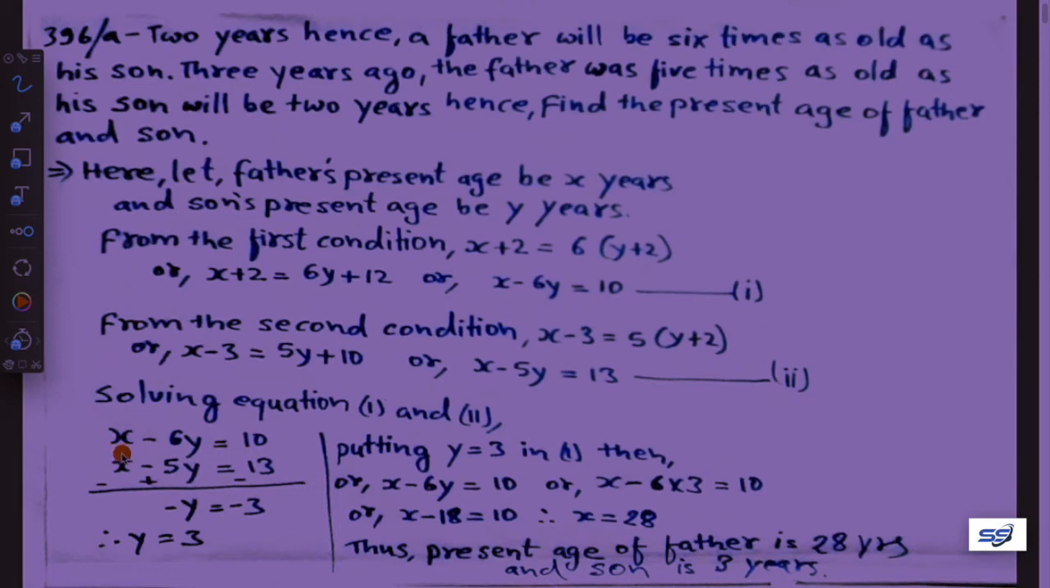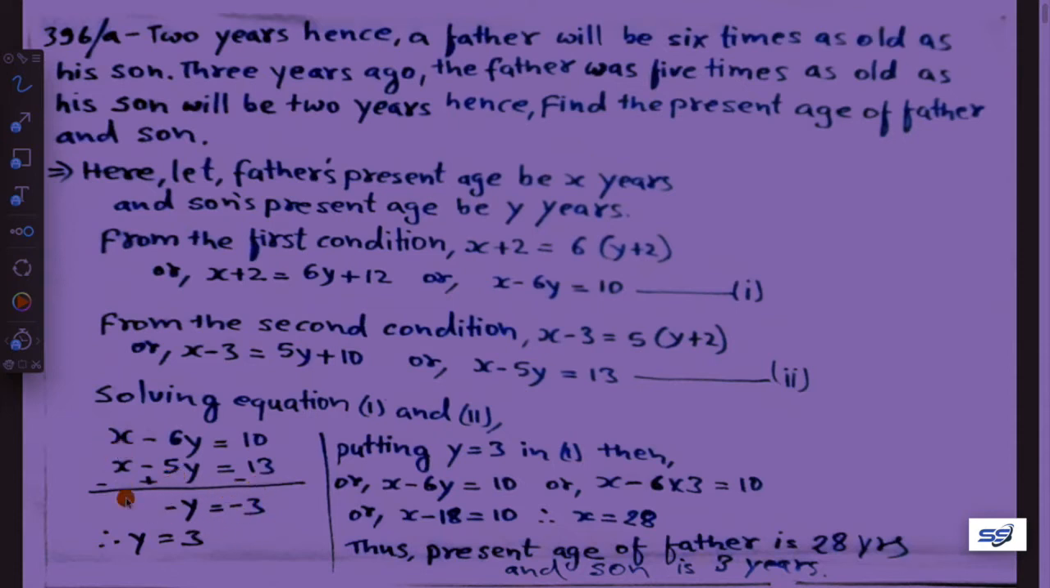Here see, the first equation is x - 6y = 10, and the next equation is x - 5y = 13. From these two equations, we can solve here. For x, the sign of the lower equation should be changed: plus should be changed into minus, and minus into plus. As the sign of x has been changed to minus, 5y becomes plus, and 13 becomes minus.